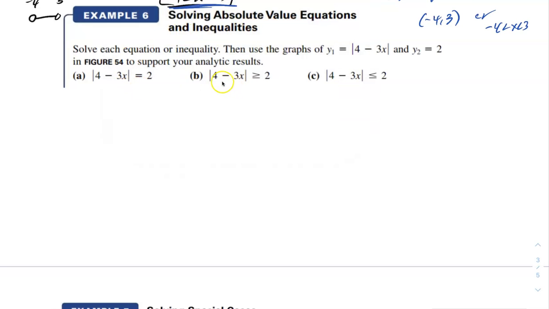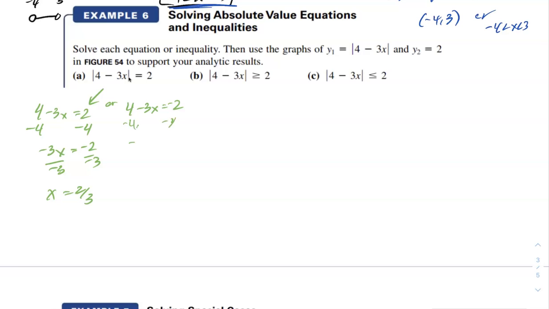Notice that they're all the same, so I'm going to do it fast. If I want to solve this, all I've got to do is split it. 4 minus 3x equals 2, or 4 minus 3x equals negative 2. And we just solve each one separately. Minus 4, negative 3x is equal to negative 2, divided by negative 3. X is equal to 2/3. Same thing here. Minus 4, negative 3x is equal to negative 6, divided by negative 3. X is equal to 2. So those are my two values.